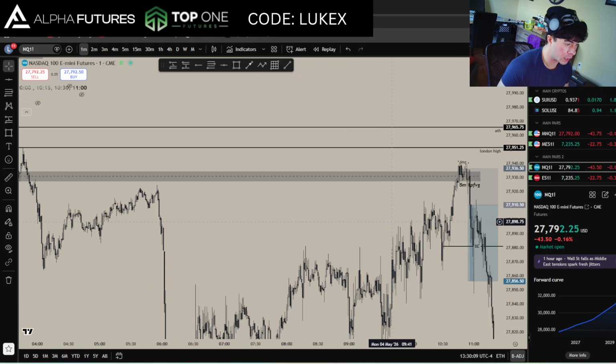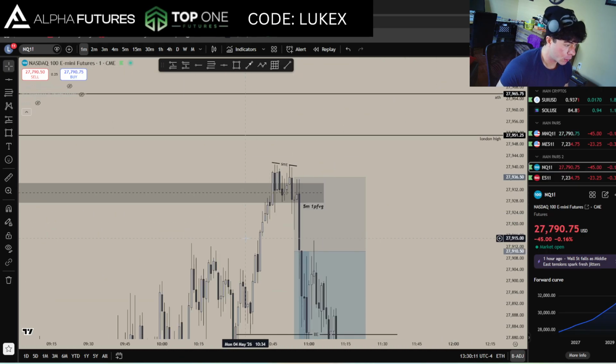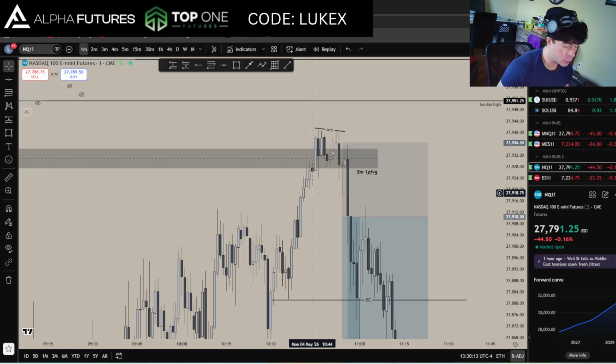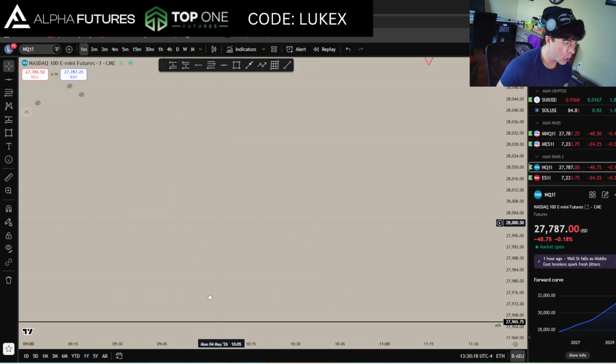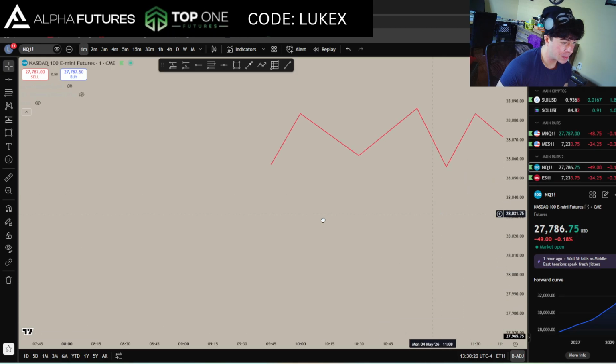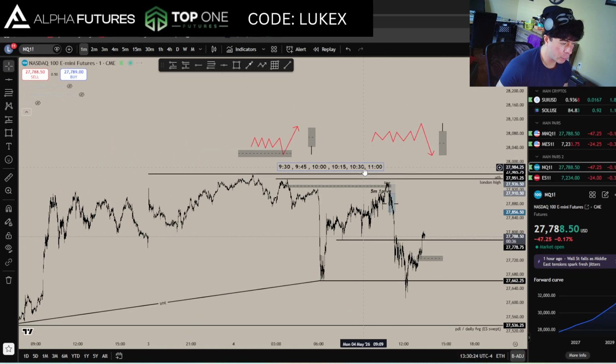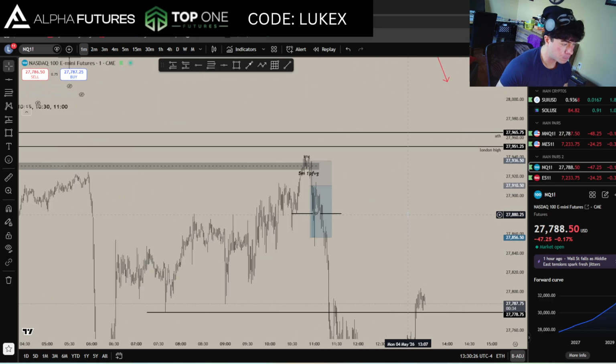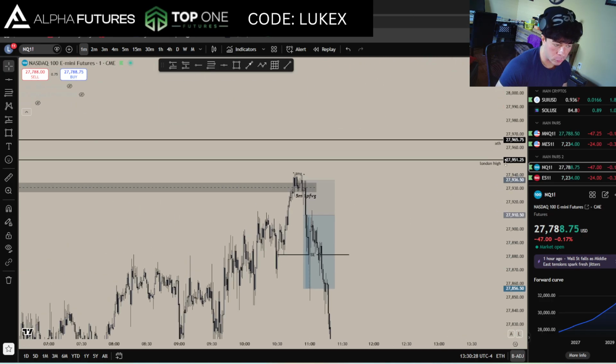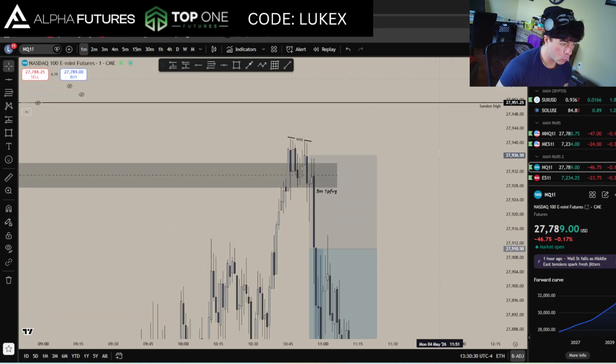Okay, this was the short that I took. So what happens here? This was on the 10:45 candle, which is not as key as the other ones. Like I said, the higher the time frame, the more important it's going to be, but it's still valid. I just forgot to write 10:45 because 10:45 is what? It's a new 15 minute candle being open. So what happens here?